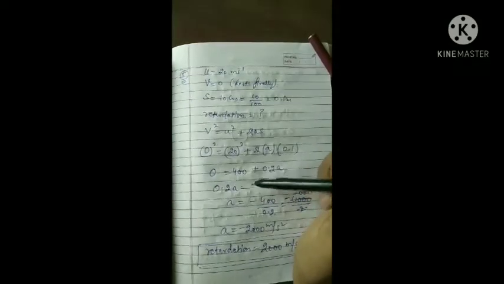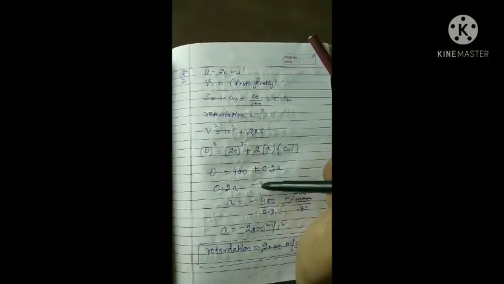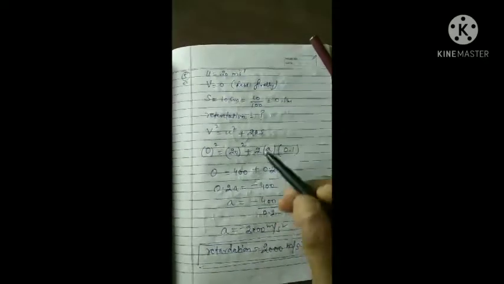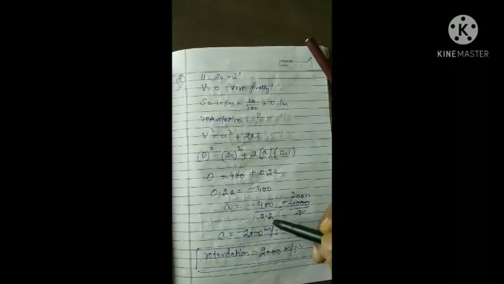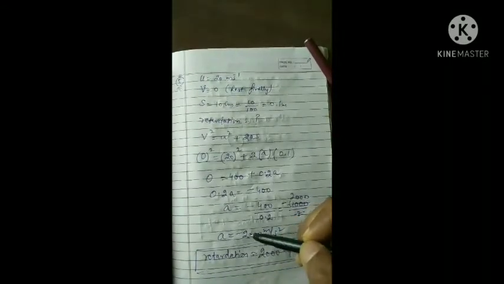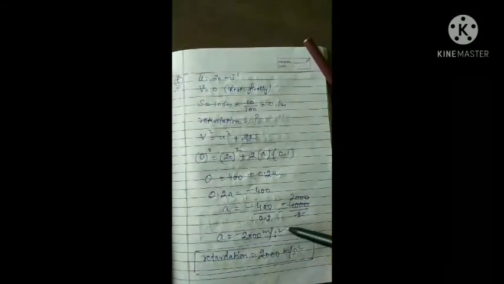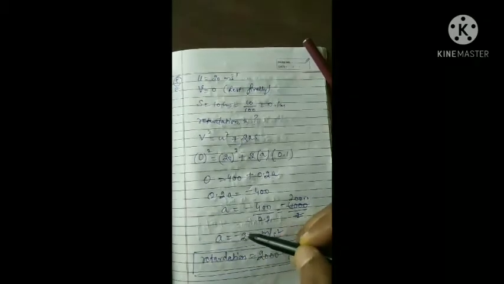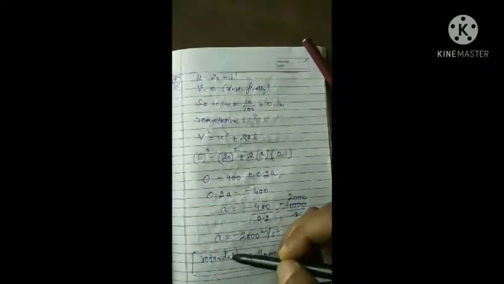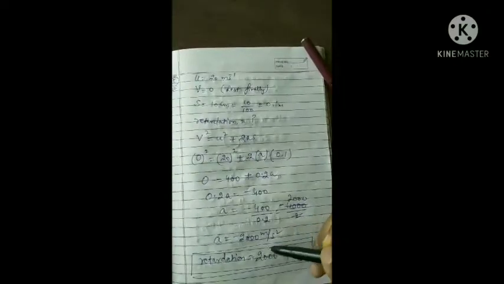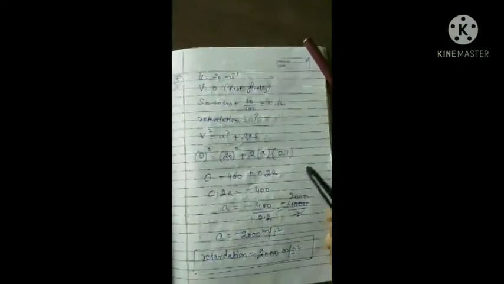Now if you will solve, you will get 0.2a equal to minus 400. Now rearrange, a is equal to minus 400 divided by 0.2. So value is a is equal to minus 2000 meter per second square. As this is a negative acceleration, itself means retardation, and that is 2000 meter per second square.